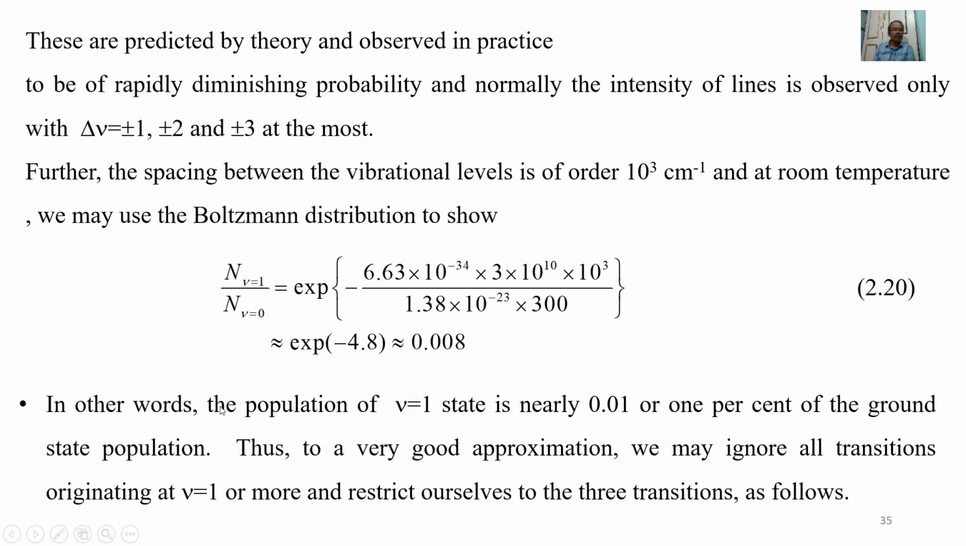In other words, the population of nu equals 1, the first excited state, is nearly 0.01. In terms of percentage, this is 1% of the ground state population. Thus, it's a very good approximation. We may ignore all transitions originating at nu equals 1 or more and restrict ourselves to three transitions: nu equals 0 to 1, 0 to 2, and 0 to 3. Let us see how it goes.